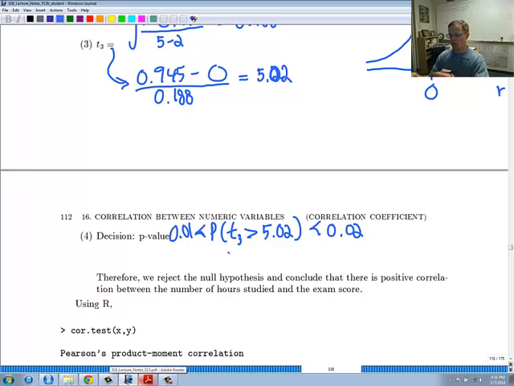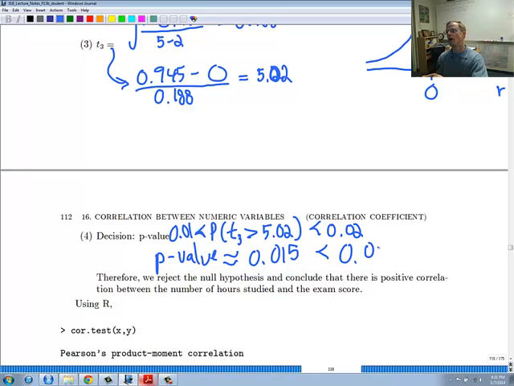Okay, so using our work, we've got p-value is around 0.015, which is well below our usual benchmark of 5%. Therefore, we reject the null hypothesis. We conclude there is a positive correlation between our studied and exam score.